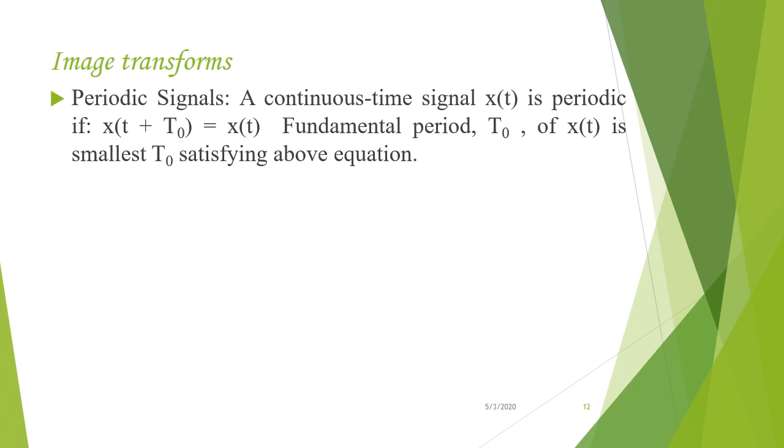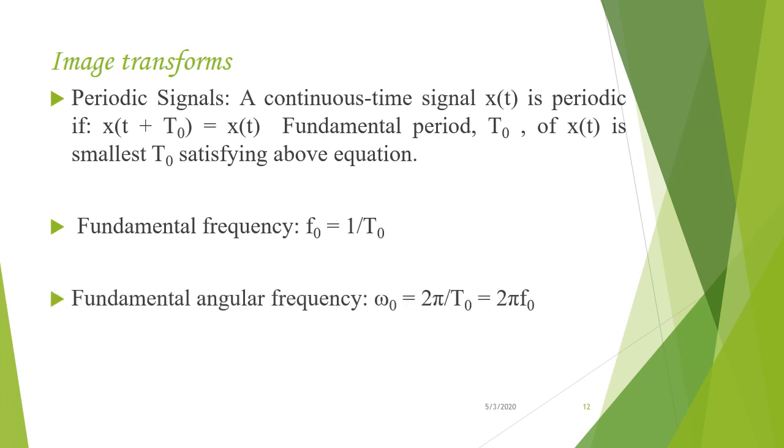Now, periodic signals. This is the standard definition for periodic signals. Just for recollection, I'm giving it here as an introduction. A continuous time signal x of t is periodic if x of t plus T naught equals x of t. The fundamental period T naught of x of t is the smallest T naught satisfying the above equation. Then the fundamental frequency f naught equals 1 by T naught, the relation between frequency and time period. The fundamental angular frequency omega naught equals 2 pi f naught or 2 pi by T naught.